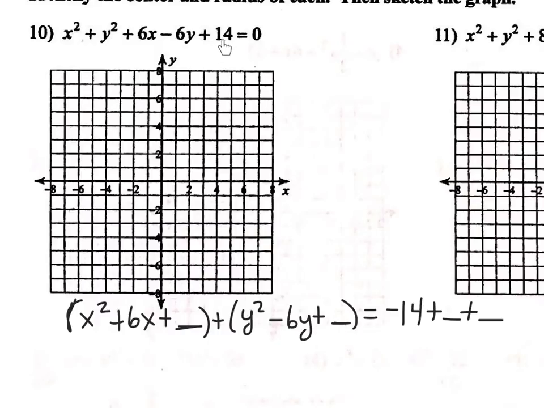I moved my 14 to the other side of the equal sign. So I moved it over and I made it negative 14. And then when I complete these squares, I'm going to add these values to this side also of my equation. And this is going to be my r squared when I'm finished.